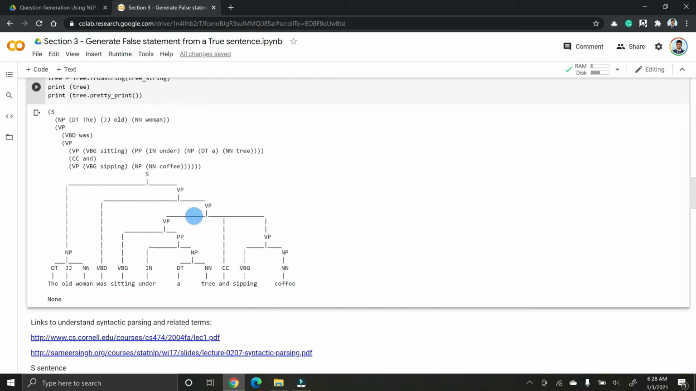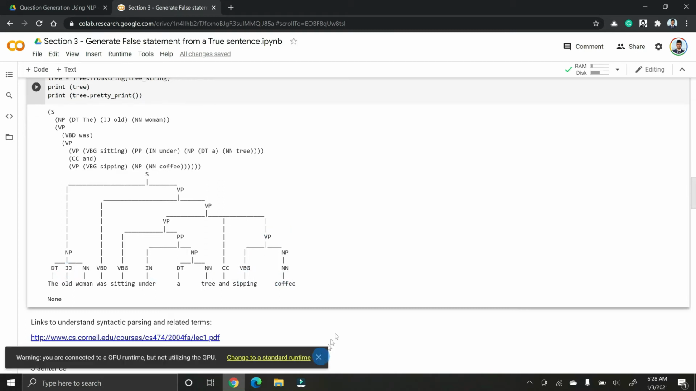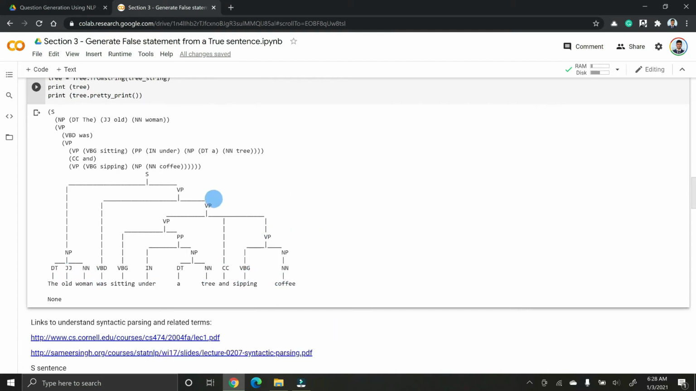And in that verb phrase again you have sub verb phrases, and if you go to the ending verb phrase, which is sipping coffee, this is of importance to us, and we want to split our sentence at the ending verb phrase. If you visually see this, you want to split at the ending verb phrase, which is just remove sipping coffee and get back the whole sentence, the old man was sitting under a tree. This is what we are going to do in code in the next section.